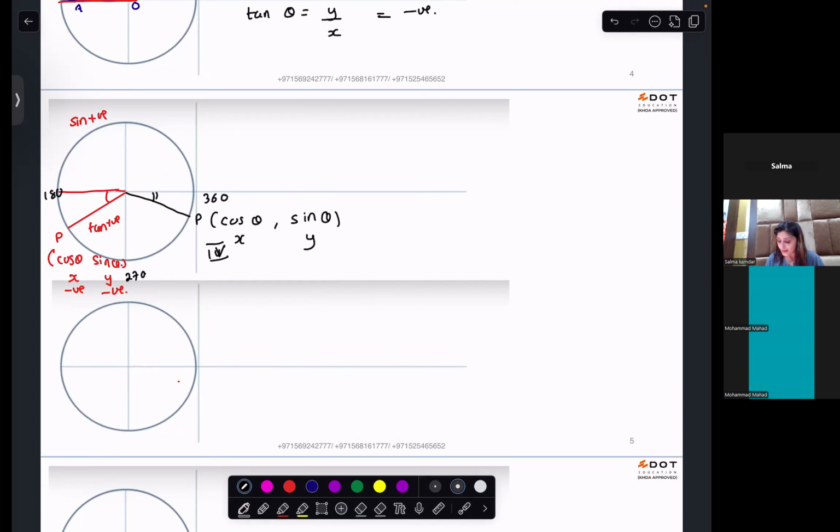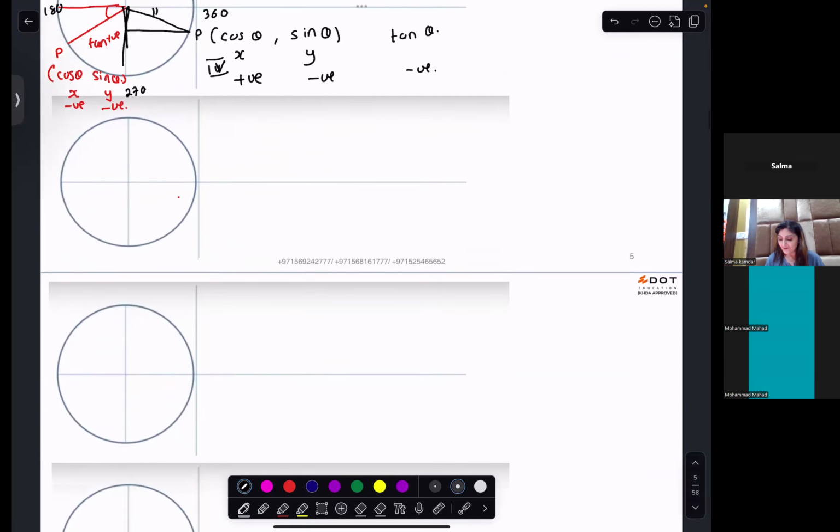X coordinate is what? X coordinate is cos theta. Positive. Y coordinate is negative. Tan theta is also negative. So the X coordinate is positive and the Y coordinate is negative, so I would say my tan theta is also negative.